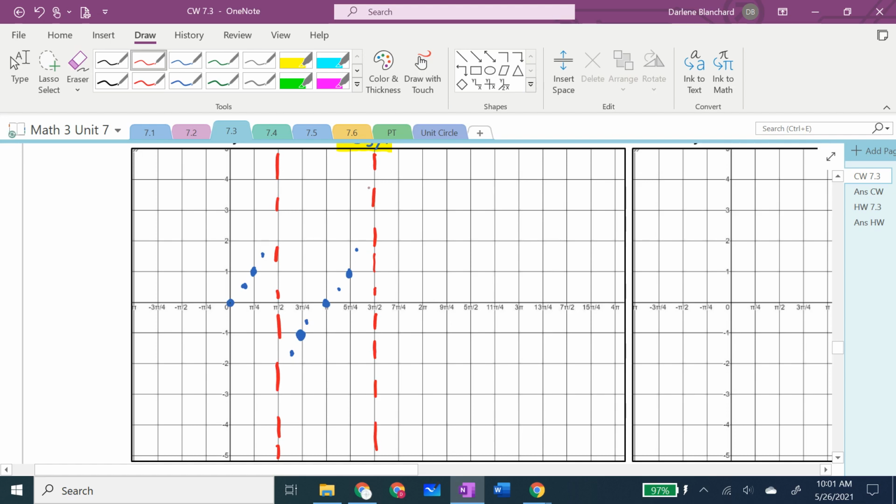If I look in between these two asymptotes, so I'm looking between pi over 2 and 3 pi over 2, do you see that it looks like it's just heading up? And it actually is doing that. When I am working with graphing tangent in between a pair of asymptotes, all it does is just start at negative infinity and then increase and then go up to positive infinity.